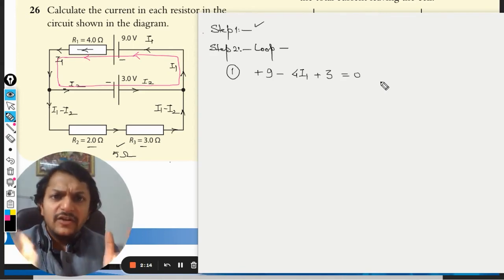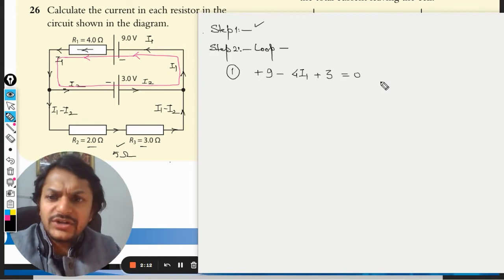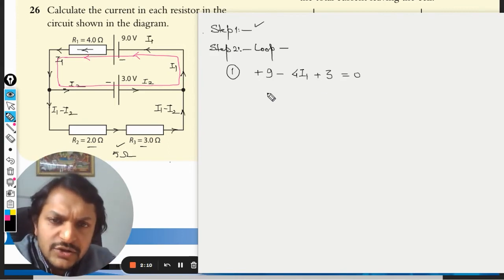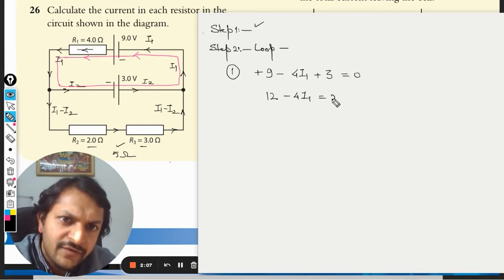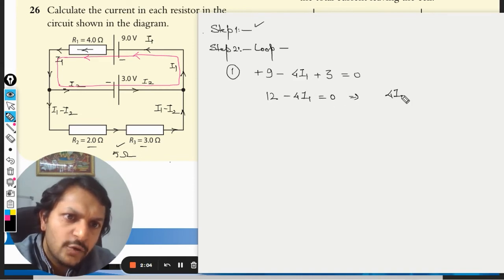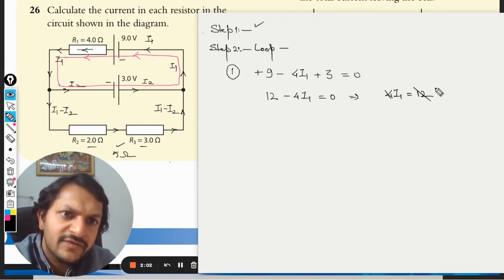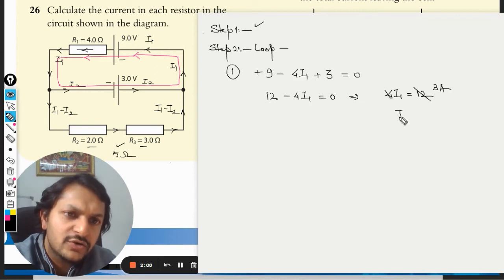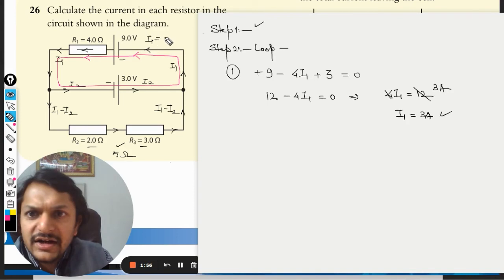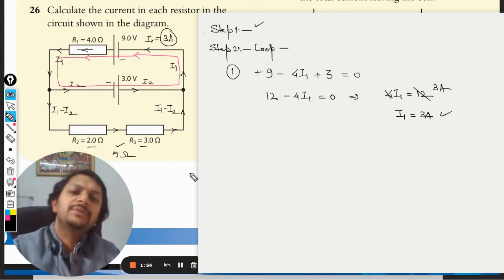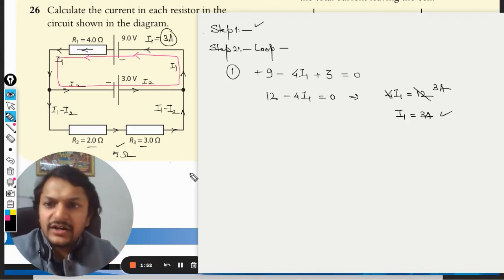So this is a very simple linear equation in one variable. We can just solve it. So it will be 9 plus 3 is equal to 12 minus 4I1. So this means 4I1 is equal to 12. So it will come out to be equal to 3 ampere. So simply we have found that this current I1 is equal to 3 ampere. Now we want to find the current I2.